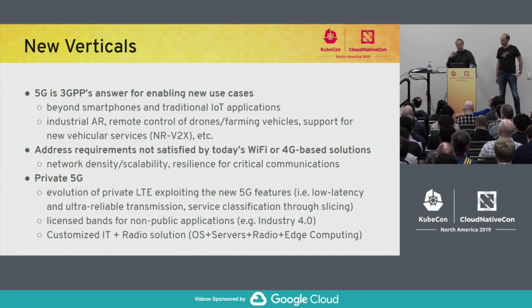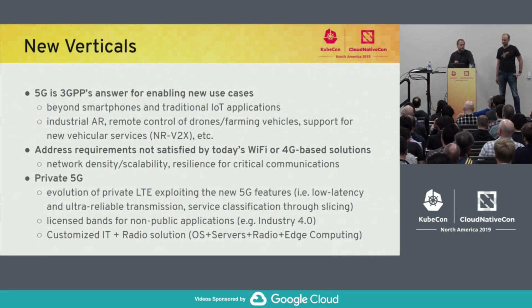But these, I would say, are the very traditional applications. 3GPP is now looking for non-traditional applications like industrial augmented reality and remote control. A fancy application is drones, but a real application is farming vehicles. We want to remotely control farming vehicles to optimize agriculture. That's a real application of 5G. And also the support for new vehicular services.